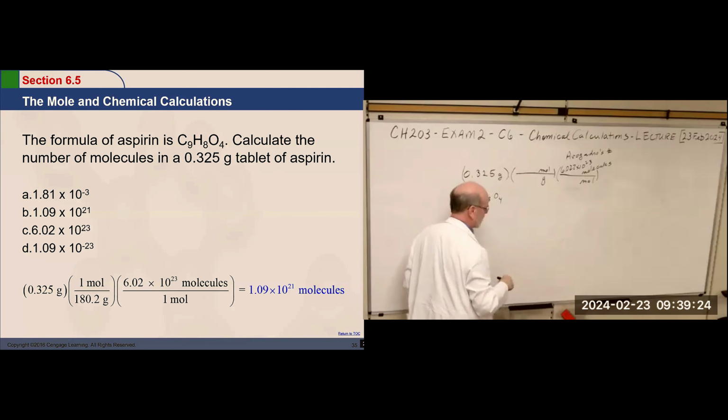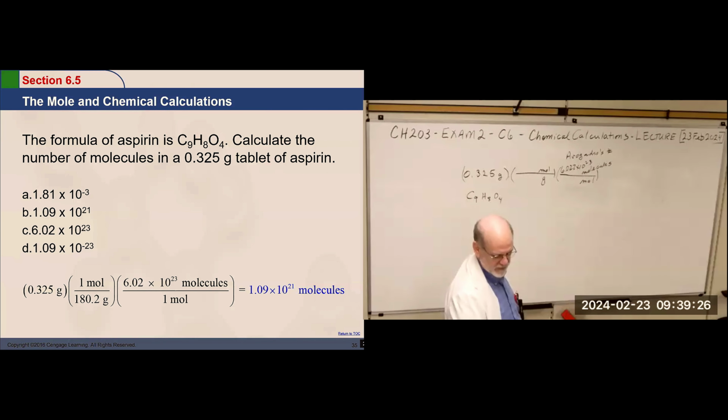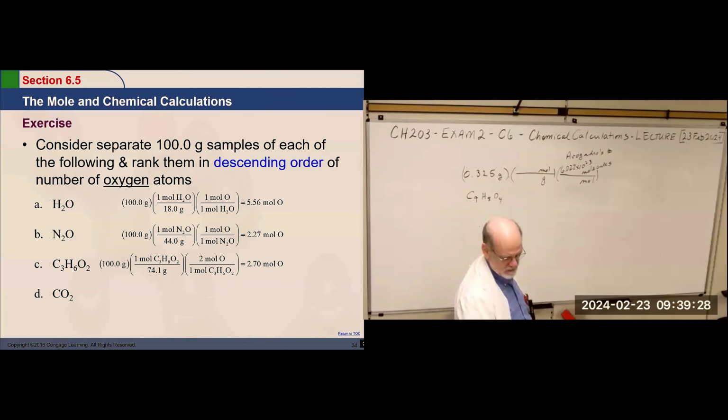C9H8O4. I don't remember what our value was. Do you? I could flip back and find it, I guess, rather than calculate it again. Let's see. Aspirin. There it is. 180 grams. Oop, 180.2. Let's use that one. It'll come out better. 180.2 grams. And that's 1 mole.